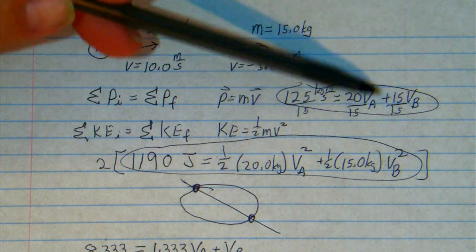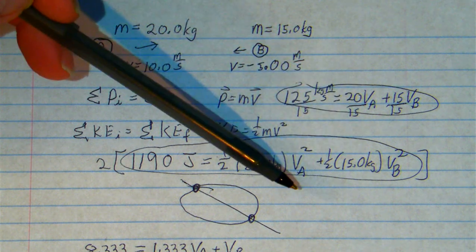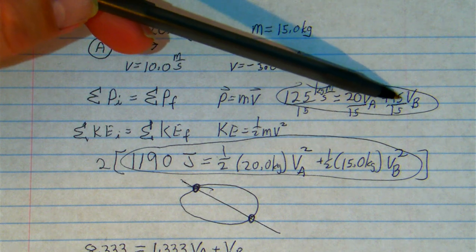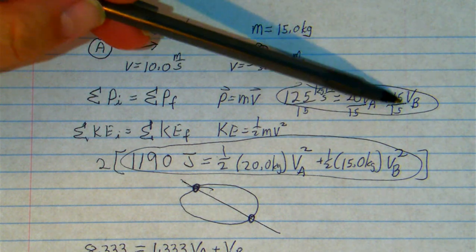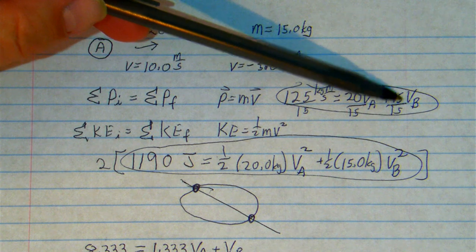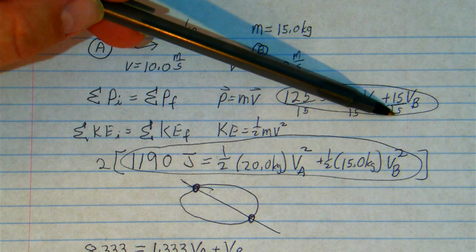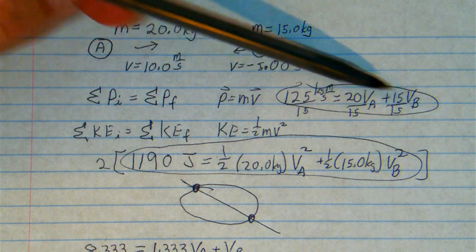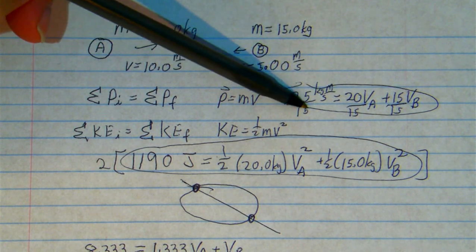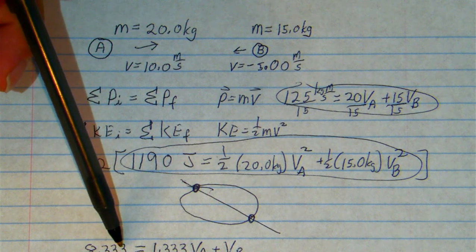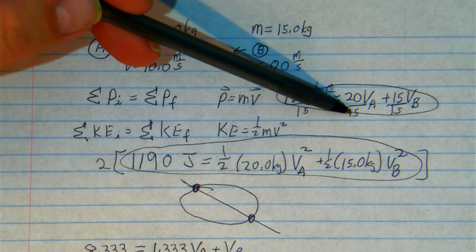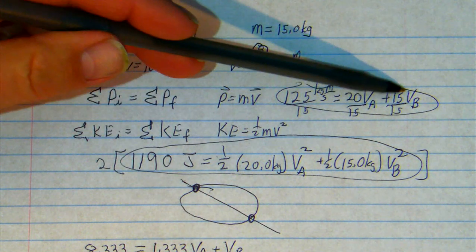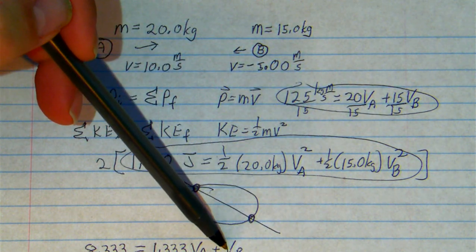To prepare for substituting one equation into the other, I'm first going to divide the momentum expression by 15. That will make the coefficient a 1 in front of one of these velocities. So 125 divided by 15 is 8.333333. 20 divided by 15 is 1.333333, and 15 divided by 15 is 1.